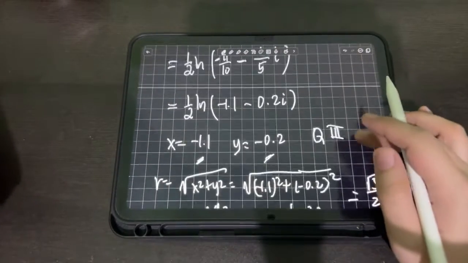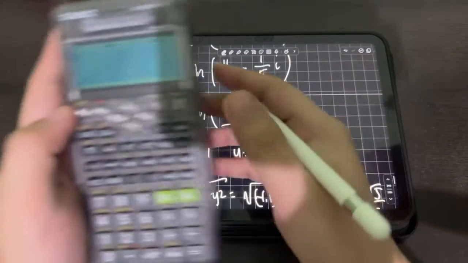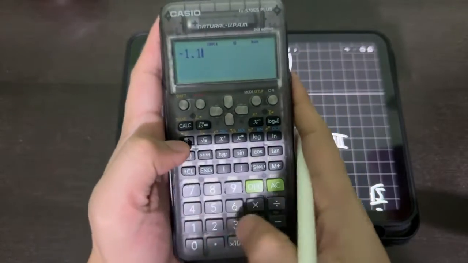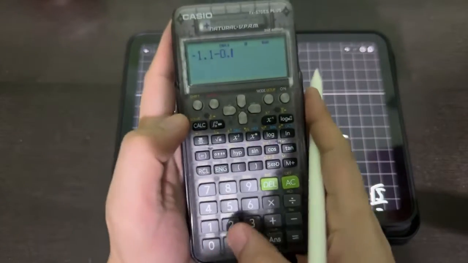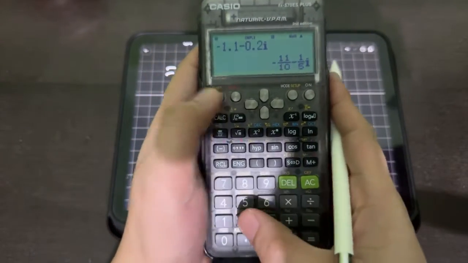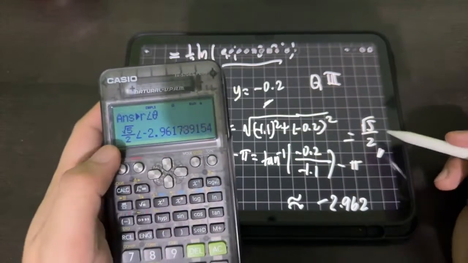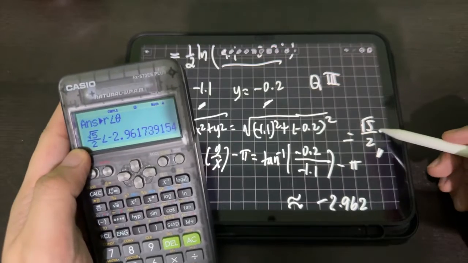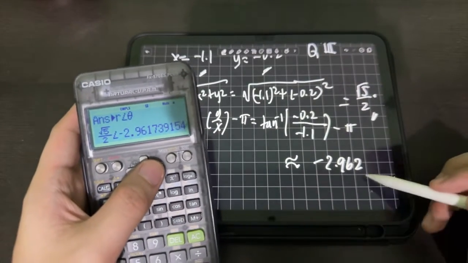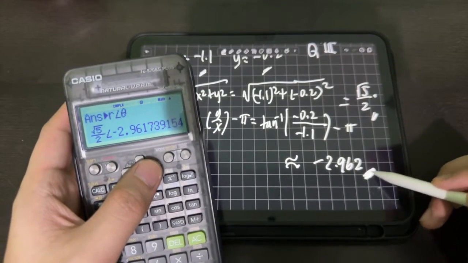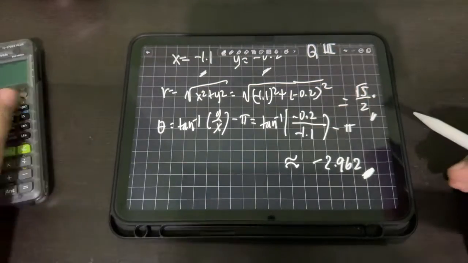Or if you want, you can just input this in your calculator, negative 1.1 minus 0.2 i. Then shift to 3. It is converted to polar form already. Square root of 5 over 2, same value for r. And theta, same value, negative 2.962.